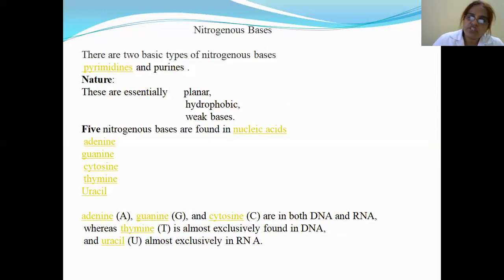The importance of the nitrogen bases: they are essentially planar, hydrophobic in nature. They are weak bases.